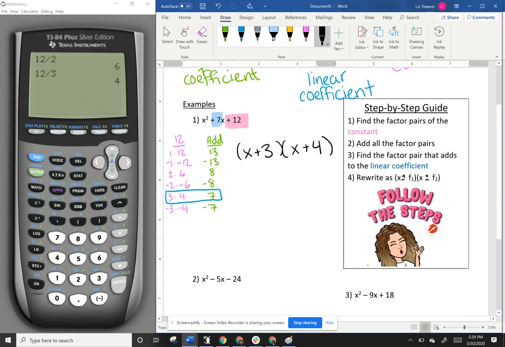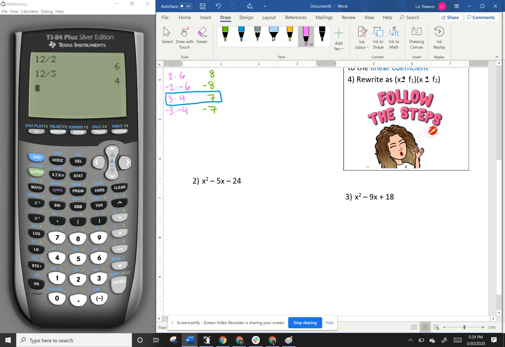But let's do a second example. So again, step number 1, find the factors of 24. Sorry, negative 24, because there is a minus sign here. Okay, so we start with 1 and 24, right? So 1 times negative 24 and negative 1 times positive 24. 24 divided by 2 is 12. So 2 times negative 12 and negative 2 times positive 12.